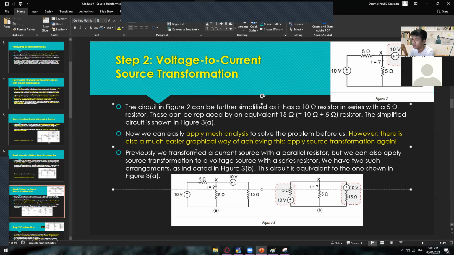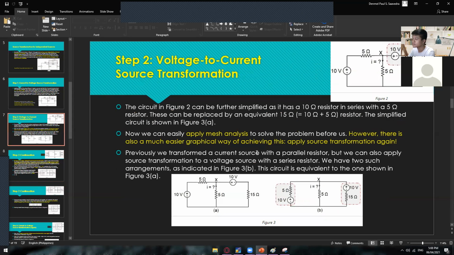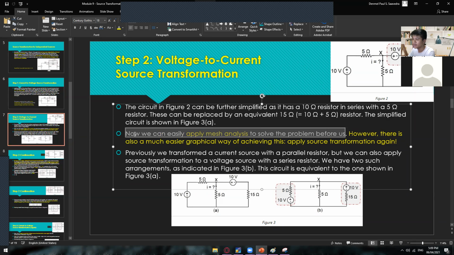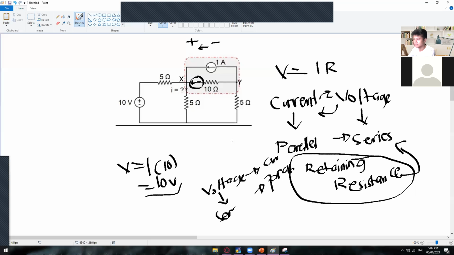So in here, where is the solution? What is the next one? All right, it already mentions here that we can apply mesh analysis to find the current, but you can apply another transformation. However, there is also a much easier graphical way of achieving this, wherein we apply source transformation again. So from a voltage source, we can have a current source. Let's copy that one.